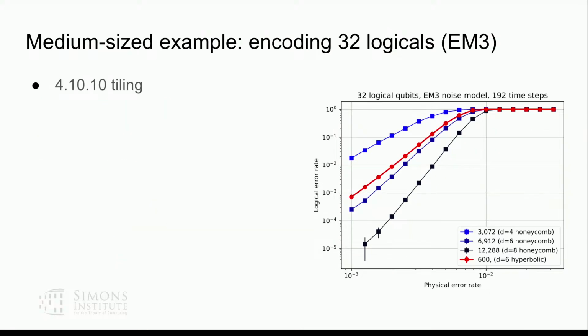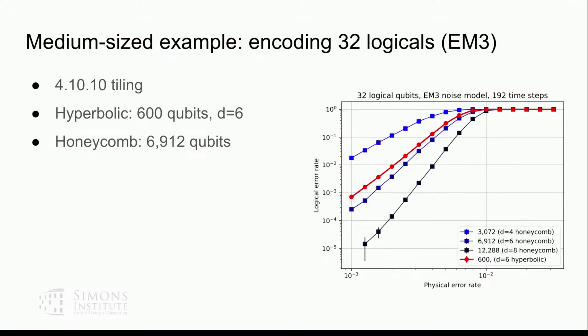I think the nicest example is probably this medium-sized example here, encoding 32 logical qubits. So this is from a 4,10,10 tiling using 600 qubits. And we find that whereas our hyperbolic code requires only 600 physical qubits, an equivalent honeycomb code would require 6,912. And this is also for an EM3 noise model.